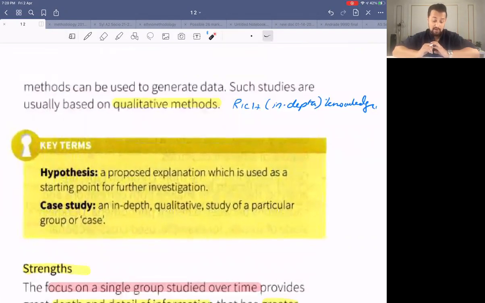Such studies are usually based on qualitative methods, and of course if they're based on qualitative methods, it wouldn't be wrong for us to assume that rich in-depth knowledge can be gained on that particular group, right? Because it's a small group, all your time, effort and resources can be allocated to data collection from that particular group only, right?